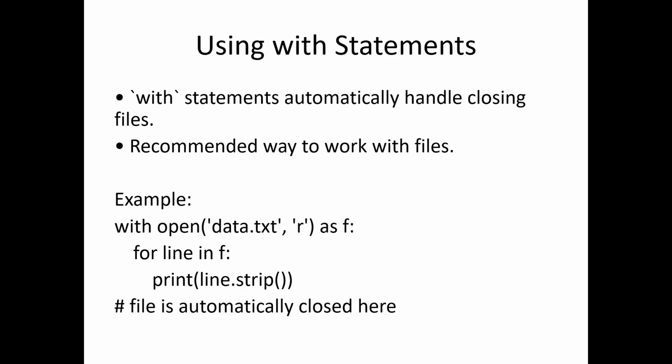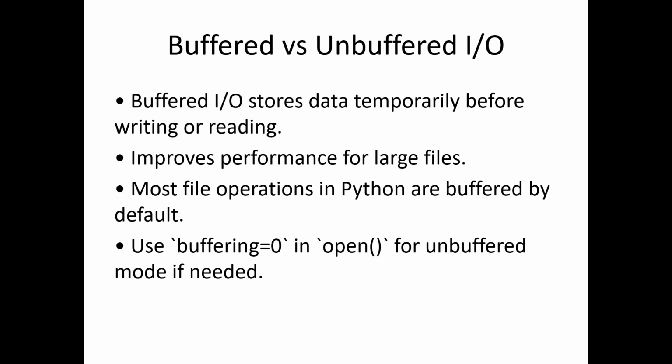Using the with statement. The with statement is the recommended way to handle files in Python. It's cleaner and safer to use. As we have seen here in the example, with open data.txt r, that is read as f, for line in f, print line.strip. The file is automatically closed here, so no need for f.close. Even if an error happens inside the block, Python will close the file for you. This is why with is preferred over manual open and close.